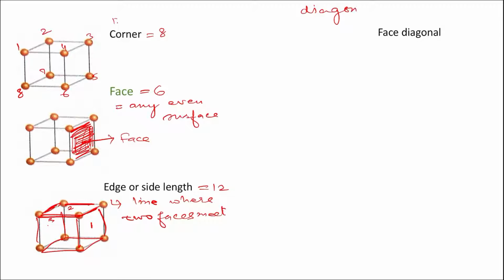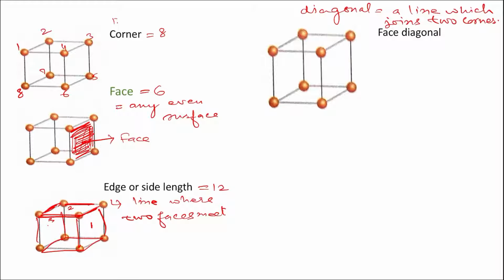Now the next element is the diagonal. First of all, you must know what a diagonal is. A diagonal is a line which joins two corners, any two corners. First is the face diagonal. Here this is a face, and if we join the two corners here, this is the face diagonal. So a single face consists of two face diagonals.